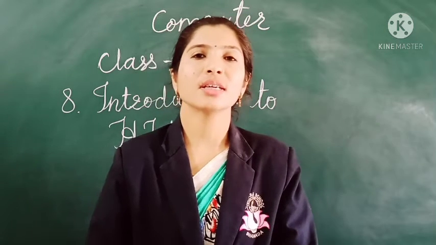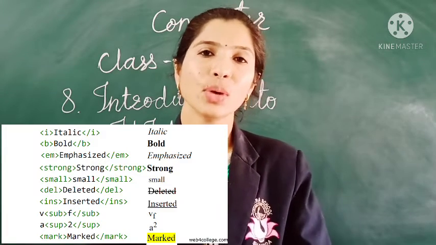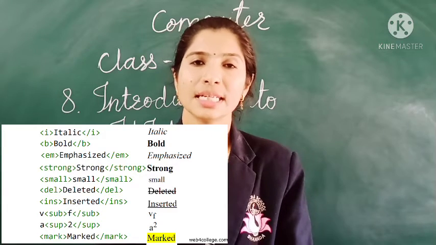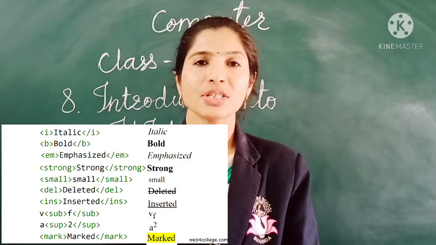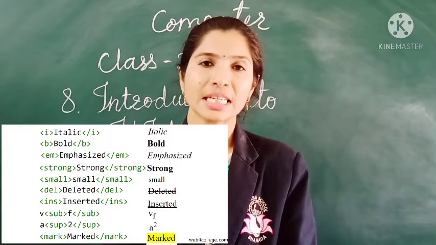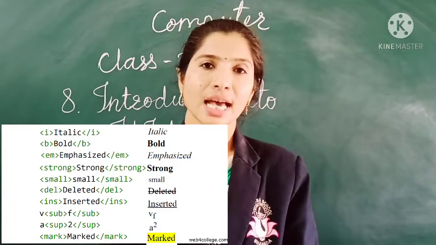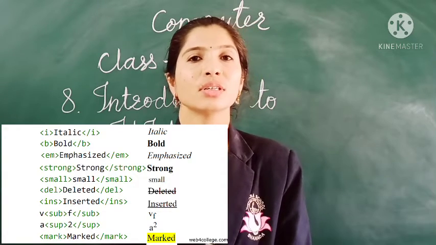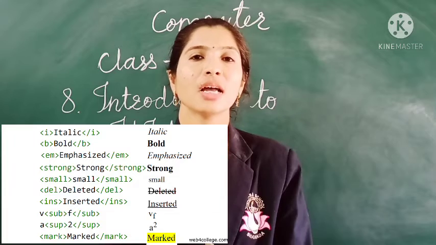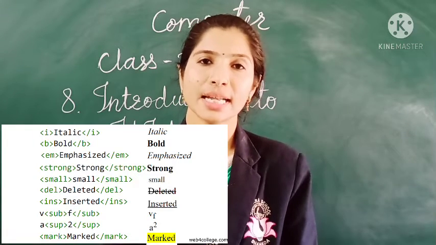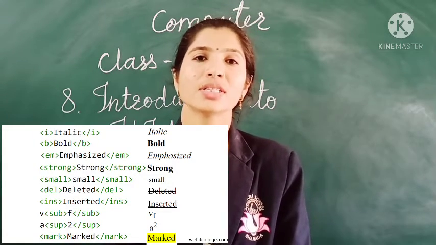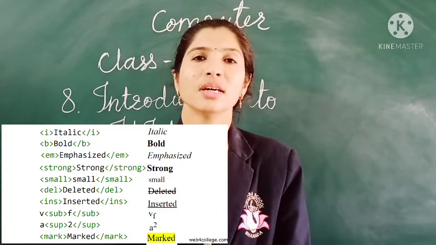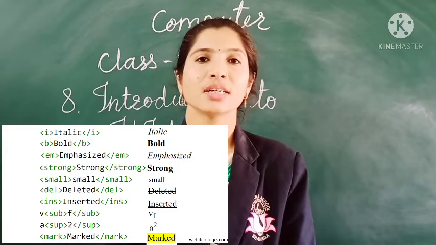Now we are going to see the B, I and U elements. With the B tag we can make letters bold. The I tag means italic letters, so if we type in the I tag, all the letters will come out slanting. Next, U means underline. In the U tag we can underline the text.